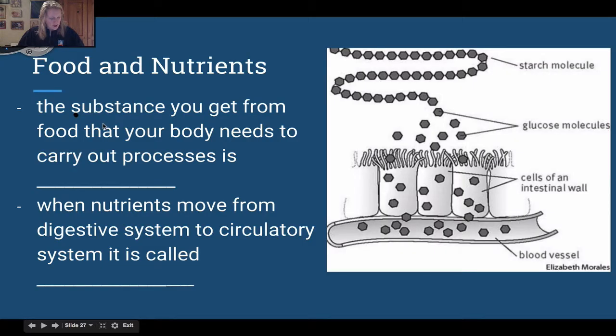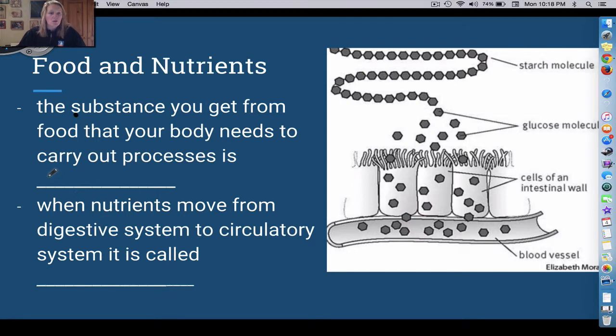Okay. So just some vocabulary for you here. Food, nutrients, I've been using interchangeably. The substance you get from food that your body needs to carry out processes is known as nutrients. So the stuff that your body needs are nutrients.